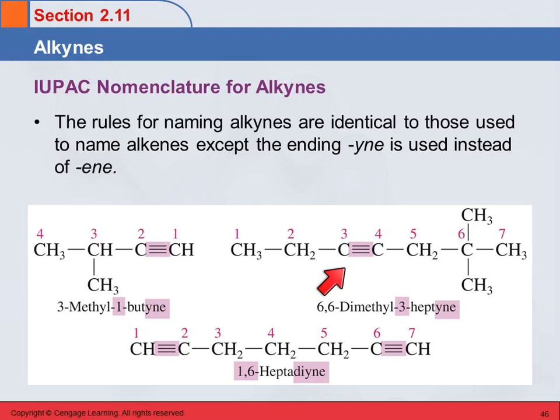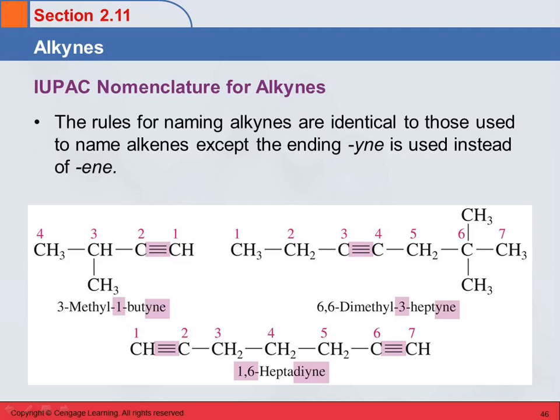This guy over here, again, we're looking at the longest chain that contains the triple bond. There's 7, so it comes from heptane. We change the ending to heptyne because there's a triple bond. And numbering this way we get 1, 2, 3. If we numbered the other way, 1, 2, 3, 4, we get 4 on the first of the triple bond. And that would give us lower numbers for the methyl groups, but that's not important. The multiple bond comes first. So that one is 6,6-dimethyl-3-heptyne.